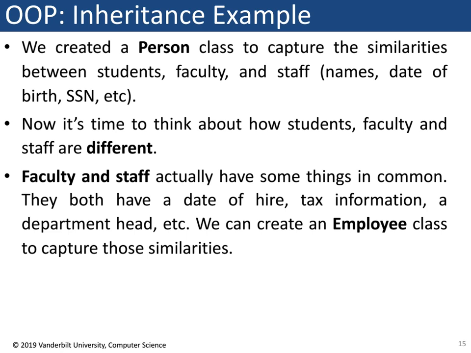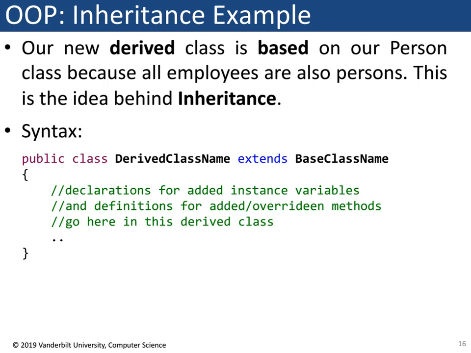So we can create a further class called an employee to capture these similarities, and then we could create the faculty and staff classes, which would be based on the differences between a faculty member and a staff member. So to base a class on some more general class, this is the syntax we would use. Public class, and then this is the new class name, the more specific class name, and then we use the keyword extends, and then the base class name. So for instance, we would say public class student extends person.